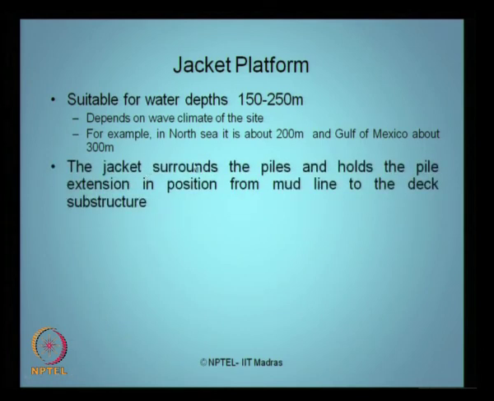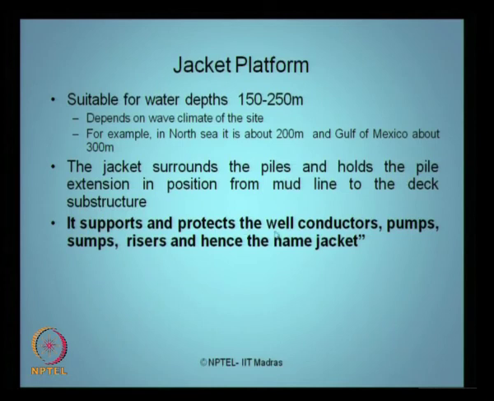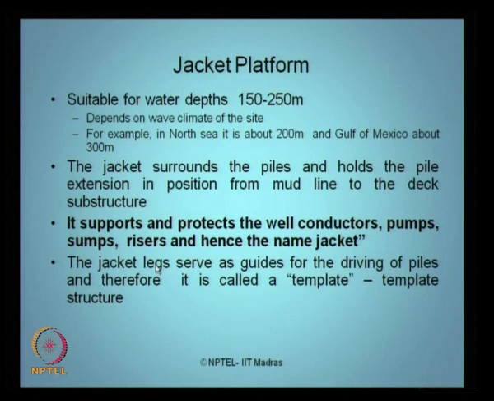The jacket surrounds the pile, and holds the pile extension in position from the mud line to the deck substructure. It supports and protects the well conductors, the pumps, the sumps, and risers, and hence the name jacket is given to this structure, because it forms a protection for different appurtenances and equipment housed in this platform. The jacket legs also serve as a guide for driving the piles. Sometimes because of this reason people call jacket platforms template structures also.